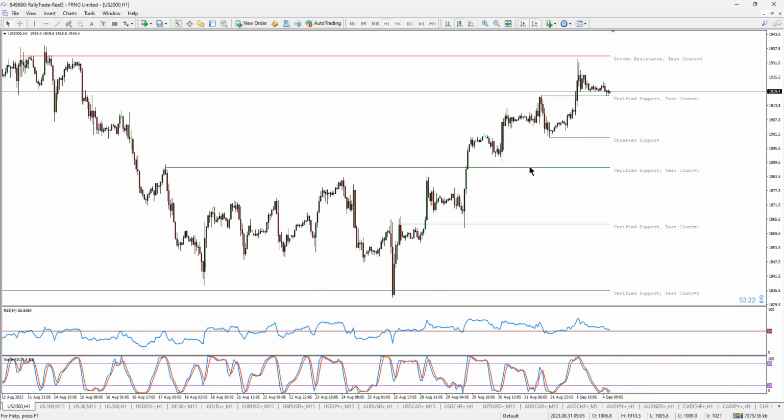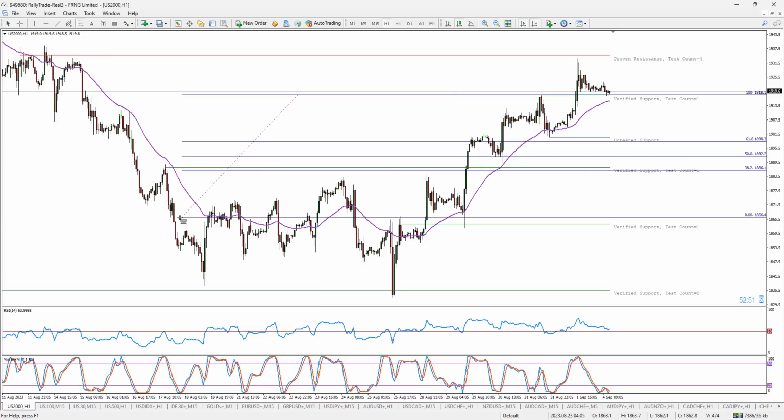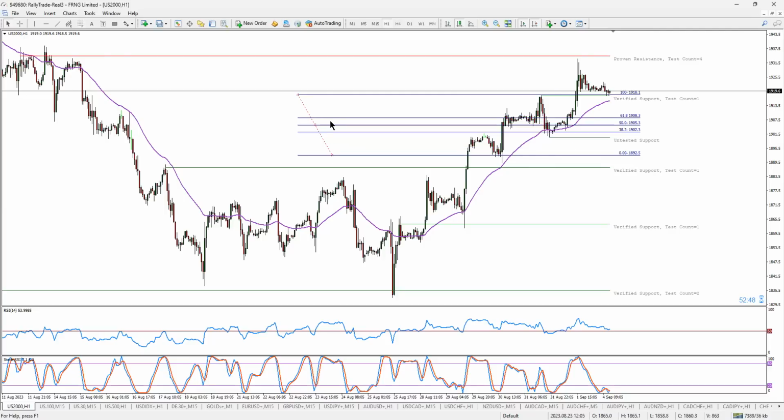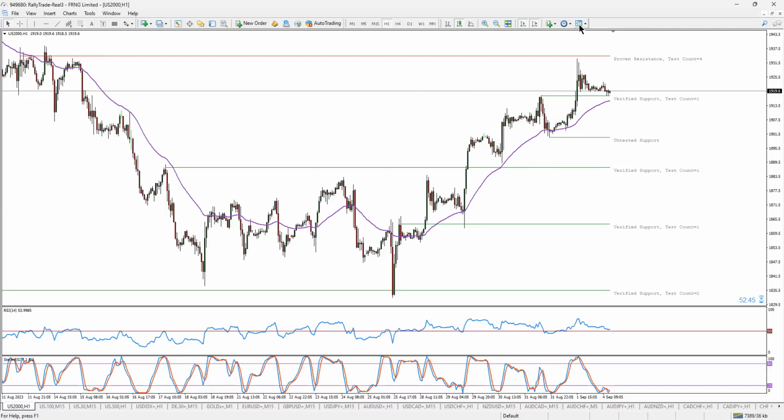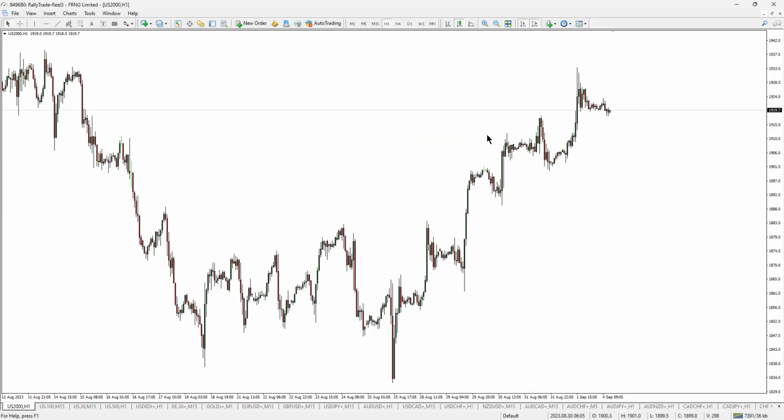So my support and resistance indicator, number one. Number two, my RSI. Number three, my stochastic RSI. Number four, my moving average. Number five, a trend line. And then the last is my Fibonacci. Now, this Fibonacci, sometimes I use it, sometimes I don't.